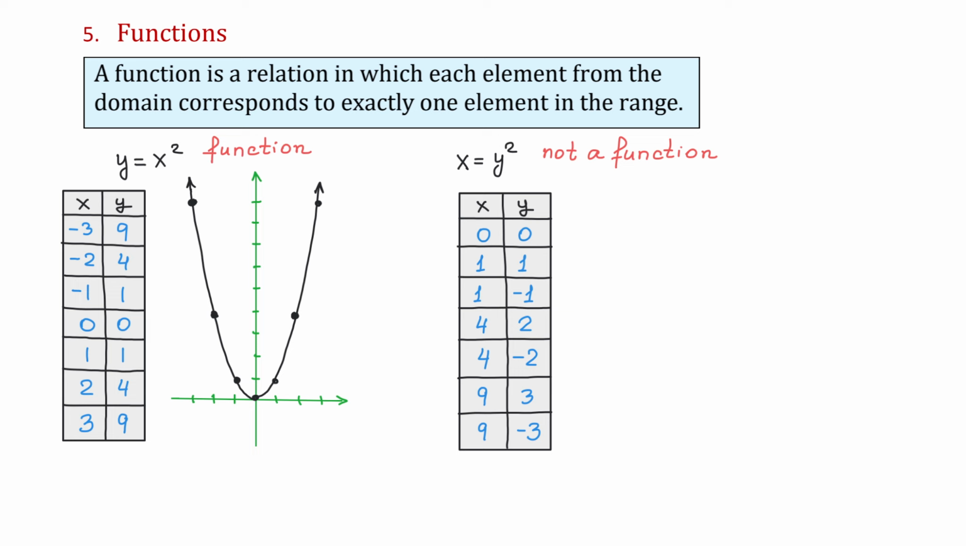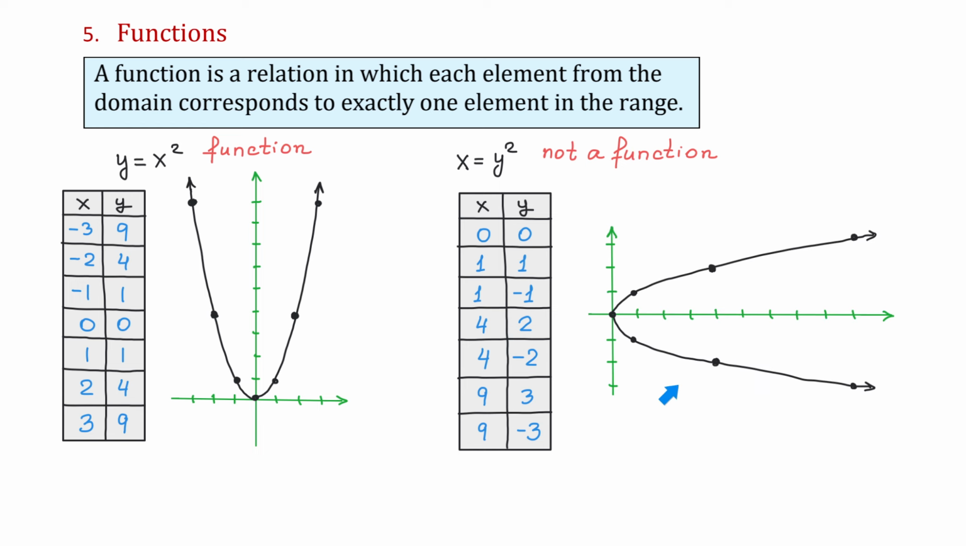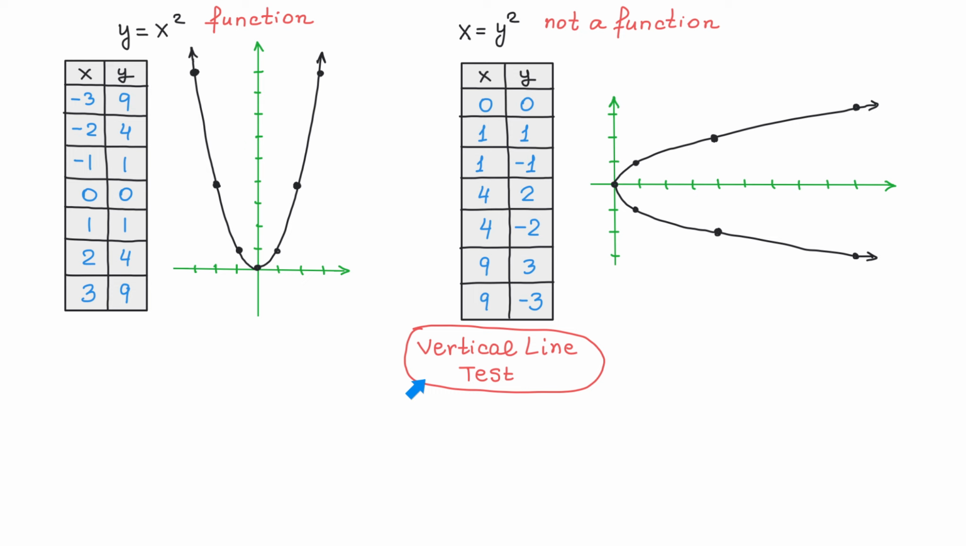Now I will get the rectangular coordinate system and I will graph this equation as well. So now here's the graph of x equals y squared. Now there is a test called the vertical line test that will tell us if a graph represents a function. If over a graph you draw a vertical line, and if this line crosses the graph in only one point, then this graph is a function. But if you draw a vertical line over a graph, and this line crosses the graph in more than a point, in this case in 2 points, then this graph does not represent a function.